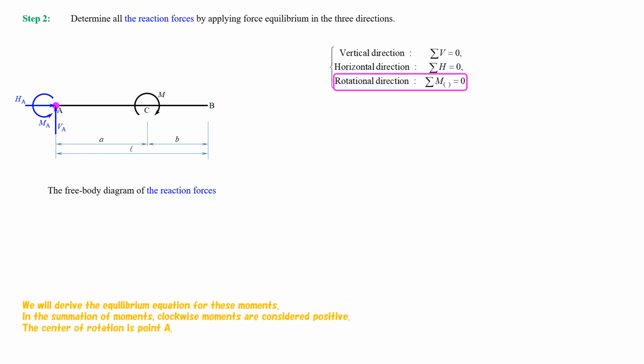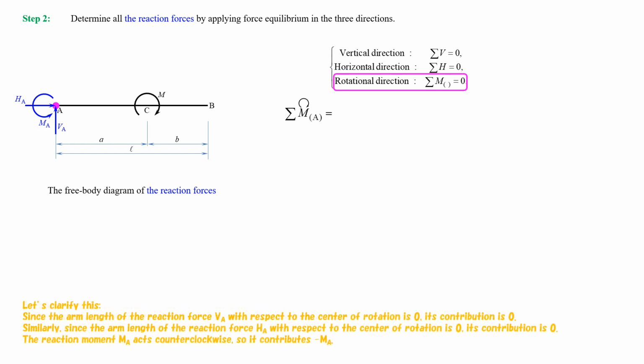We will derive the equilibrium equation for these moments. In the summation of moments, clockwise moments are considered positive. The center of rotation is point A. Let's clarify this. Since the arm length of the reaction force VA, with respect to the center of rotation, is 0, its contribution is 0.